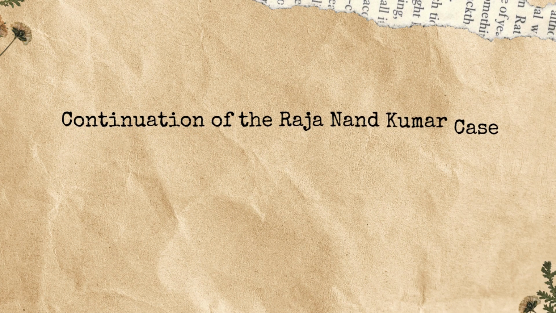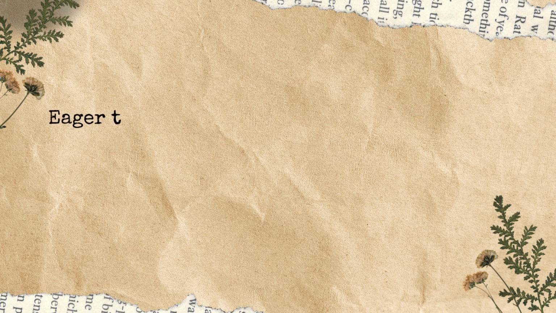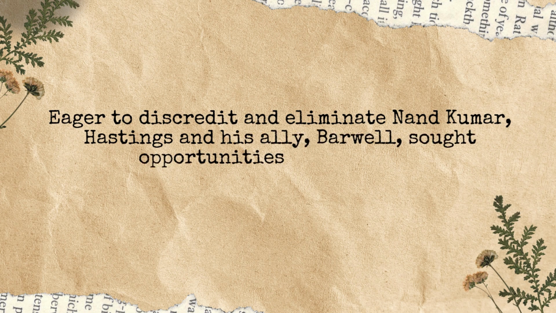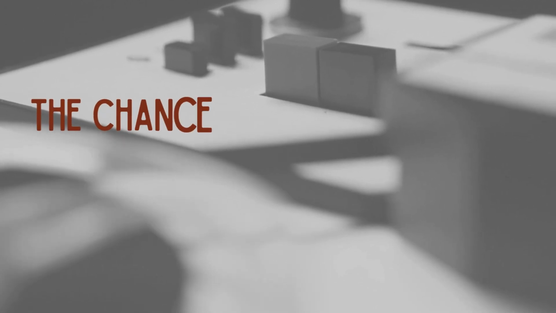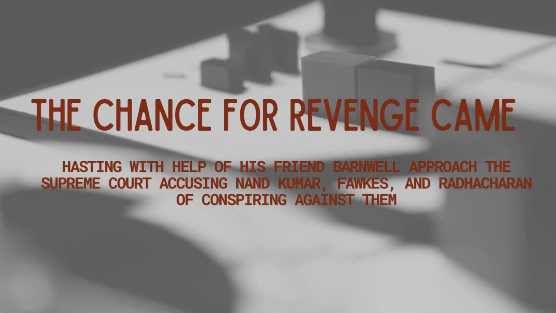Today we'll be completing the third part of the Raja Nand Kumar case. Till now, we have seen how Warren Hastings got aggrieved by Raja Nand Kumar because of the allegation imposed by him against Hastings. Now Hastings has developed a sense to take revenge towards Nandakumar. Their chance came when they accused Nandakumar, Fox and Radha Charan of conspiring against them.